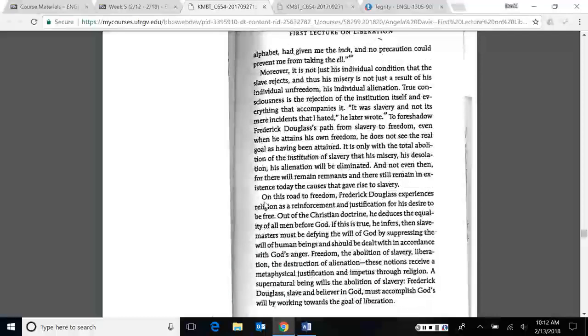And I suppose the bigger point here is that even if we did attain freedom at some level, as Douglass did, it's still not enough to be free. Because as long as the institution of slavery exists, slavery can always come back. And she says here, and not even then, for there will remain remnants, and there still remain in existence today the causes that gave rise to slavery.